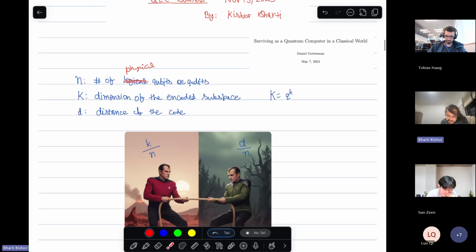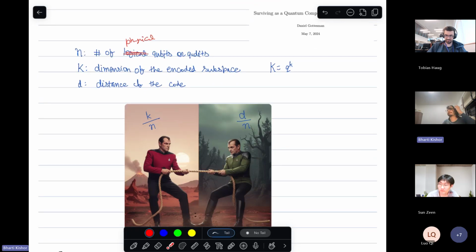Then you might be interested in k by n, which is the encoding rate, and d by n, which is called the distance rate. Basically, the encoding rate tells you how well you can store information, and the distance tells you how well you can fight against noise, what your noise tolerance is. And you can't have everything. There is a fight between these two. So that's the tussle.